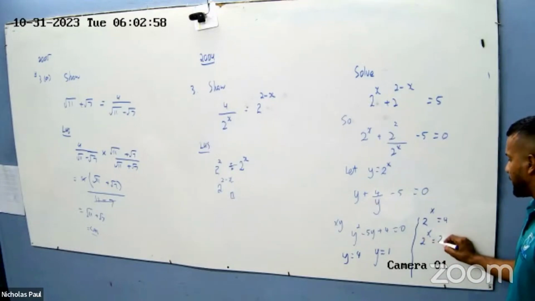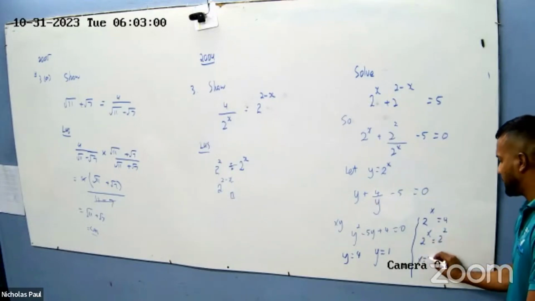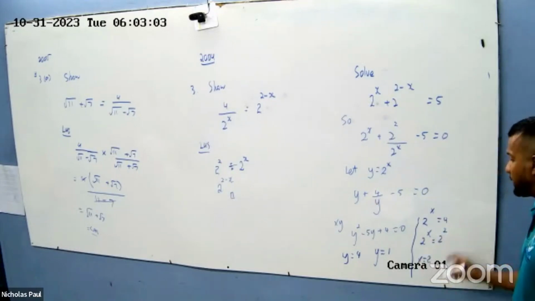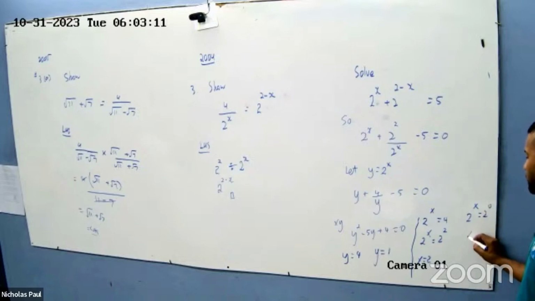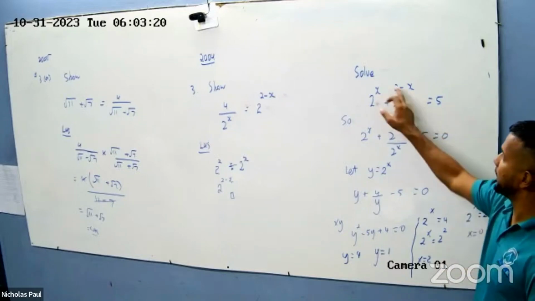Right? 4 is really 2 squared, so x is 2. And then you do the next one. 2 to the x is 1. 1 means what? 1 means 2 to the power of 0. Excellent. So your two answers are 0 and 2. And you can just plug it in and make sure.